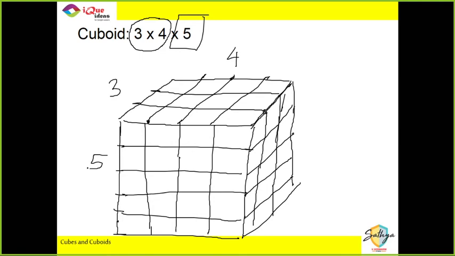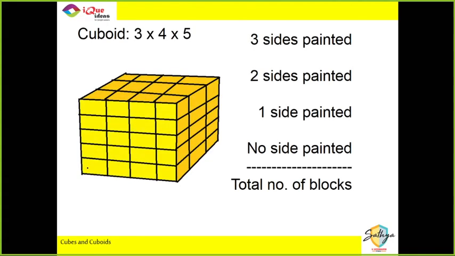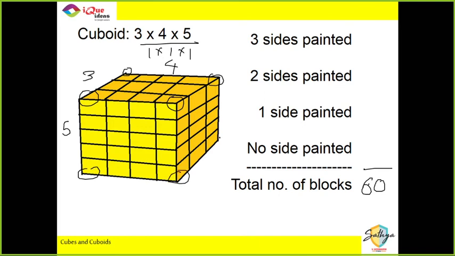So now let us do the counting for this cuboid, right? 3, 4, 5 में I drew it. It was something like this. This edge was 3, this edge was 4 and this edge was 5. Total कितना होगा? 3 4s are 12, 5s are 60, divided by 1. So total number of blocks will be 60. चलो 3 sides painted. So edge वाले corner वाले 1, 2, 3, 4, 5, 6, 7 and 8. So 3 sides painted तो 8 by default. This is the easy part.